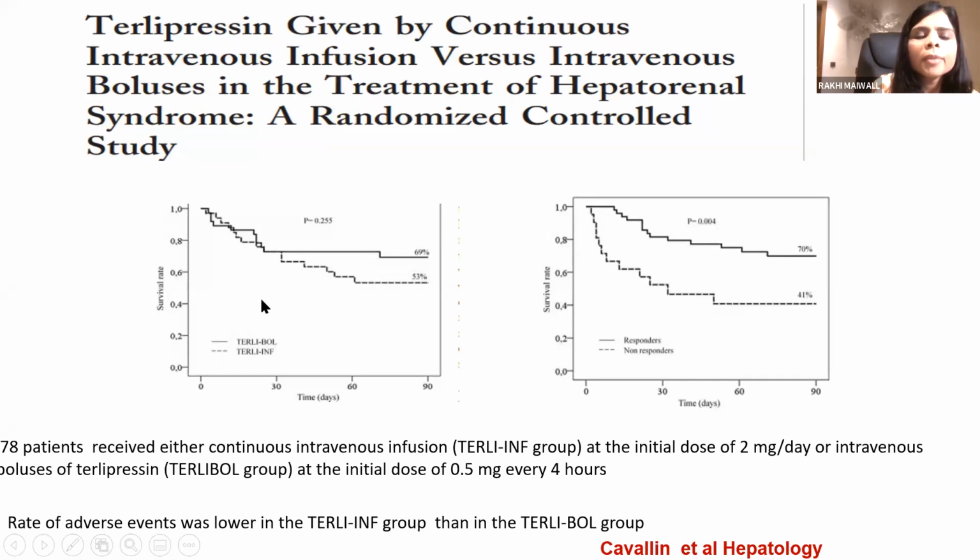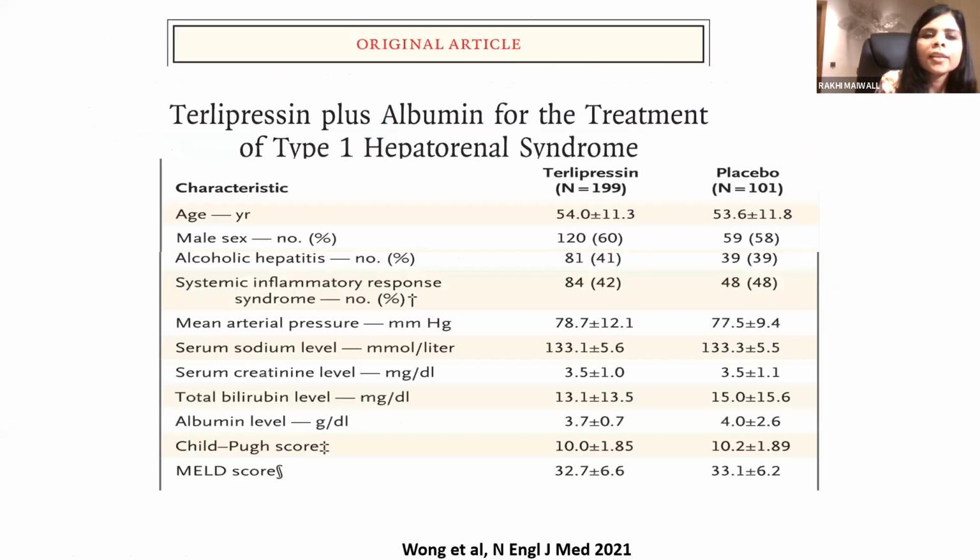Now, how do we administer terlipressin? Again, we can give it as a bolus, and all the previous randomized controlled trials were using bolus dosages. But very recently, in this randomized controlled trial, they showed that continuous infusion is much more superior as compared to the bolus doses of terlipressin, and it has a much safer profile. And because this is a costly drug, you also achieve the reversal at a much lower dose as compared to bolus dosages.